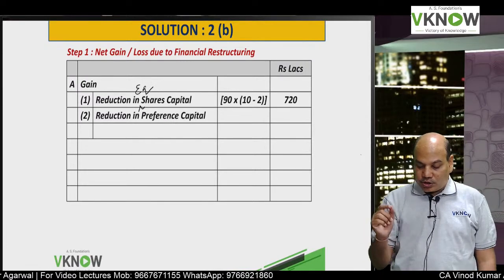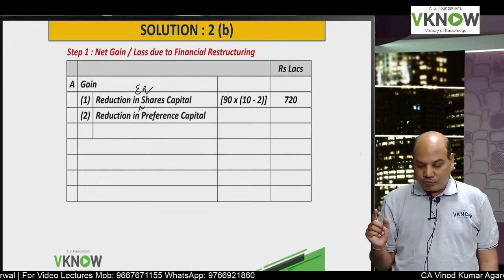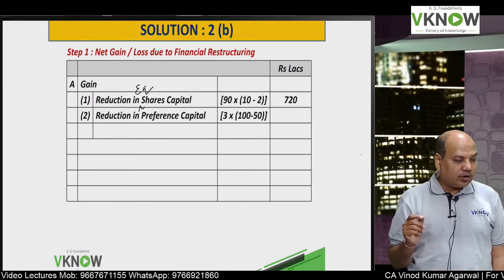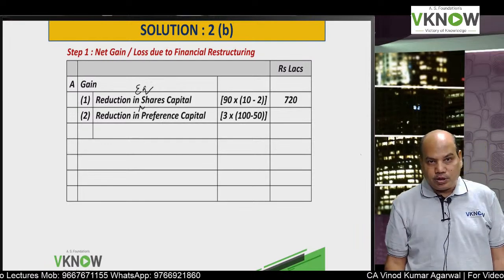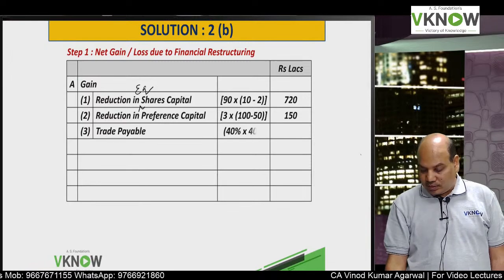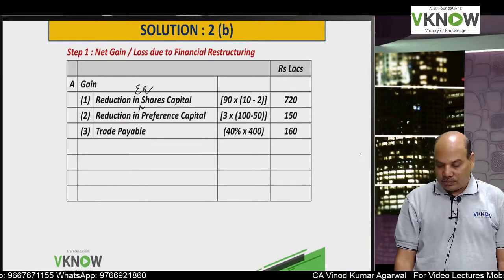Then write down reduction in preference capital. So there we have 3 lakh preference share, and preference share will be reduced by 50 rupees. So that is 150. Then write down trade payable, 40% of 400, 160.